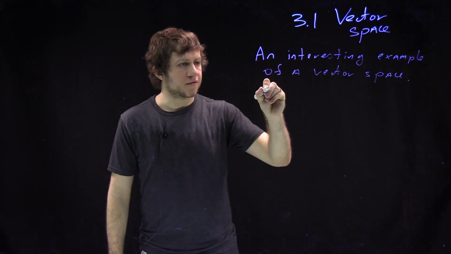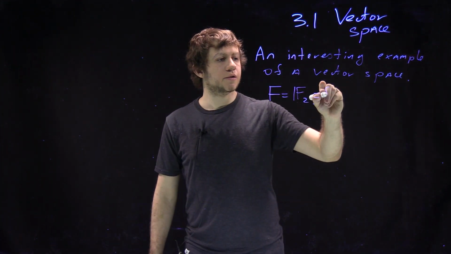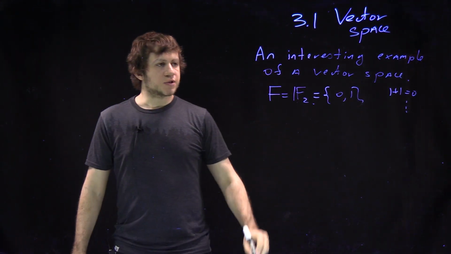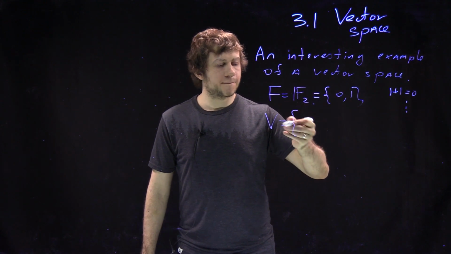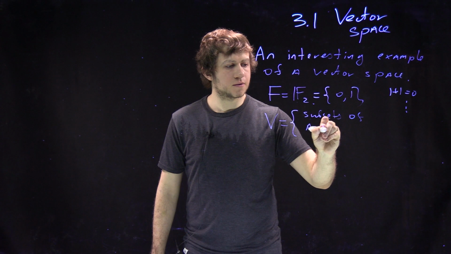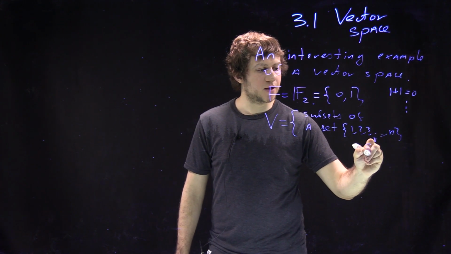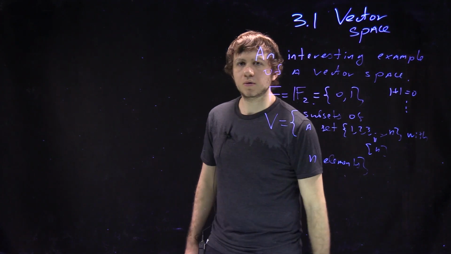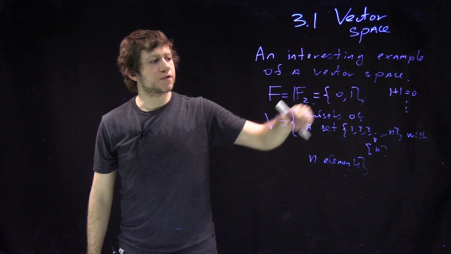So firstly, I need to specify a field, and the field will be just F2. So the field with two elements, I remind you, 0 and 1. And I won't even put brackets here, just 0 and 1, and you remember 1 plus 1 is 0, and so on. So then I need V. So V will be subsets of a set 1, 2, 3, and so on up to n, which I will denote just by [n] in brackets, with n elements. That's cool. So my vectors are subsets, and my field is the field with two elements.